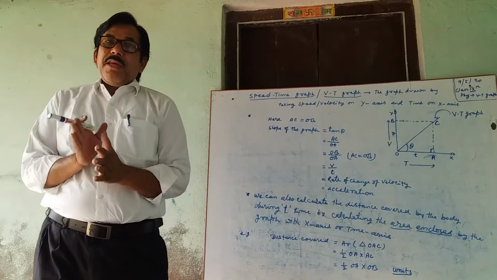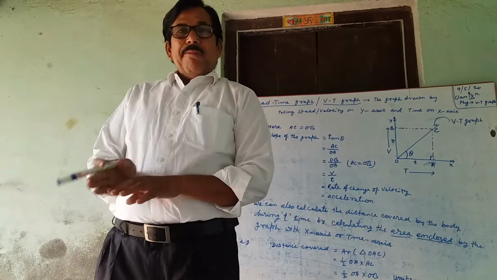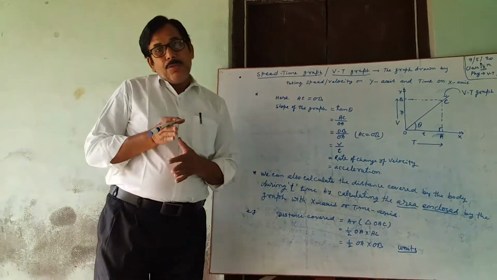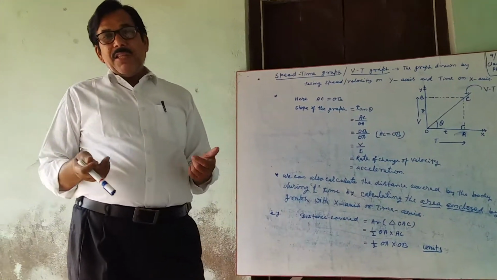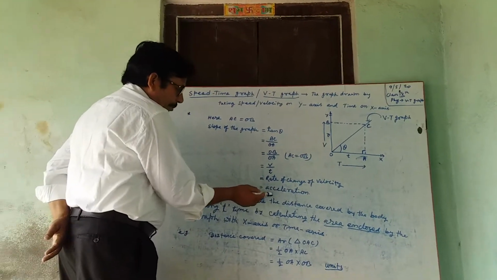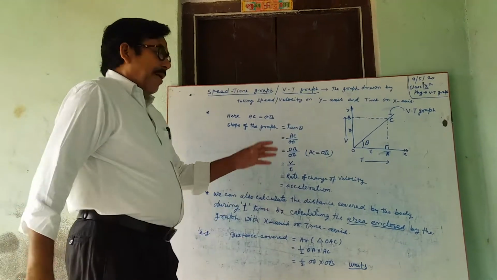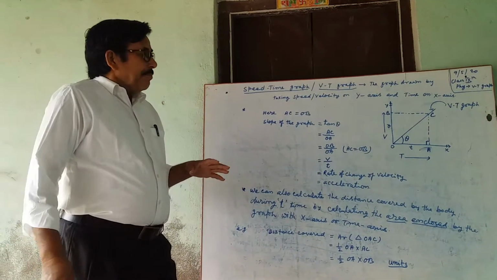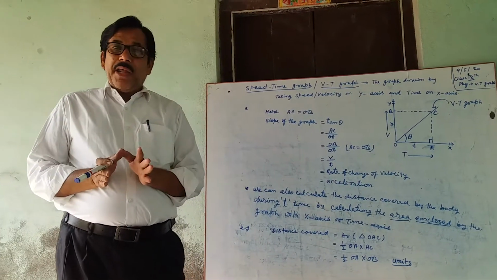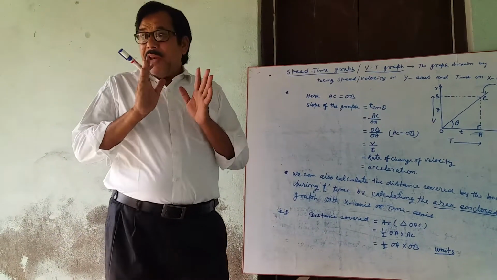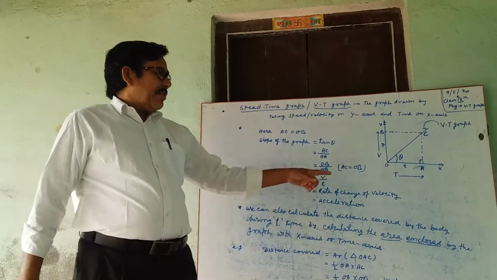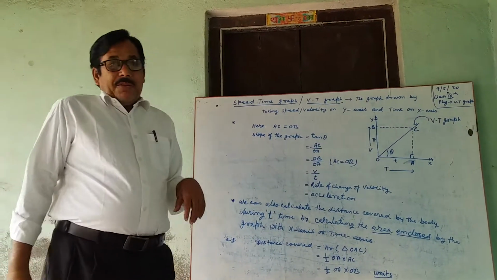If velocity is divided by time, it means rate of change of velocity, and according to the definition the rate of change of velocity is called acceleration. Therefore rate of change of velocity is equal to acceleration. It means that from the velocity time graph we can obtain acceleration, and acceleration can be had by finding the slope of the graph.